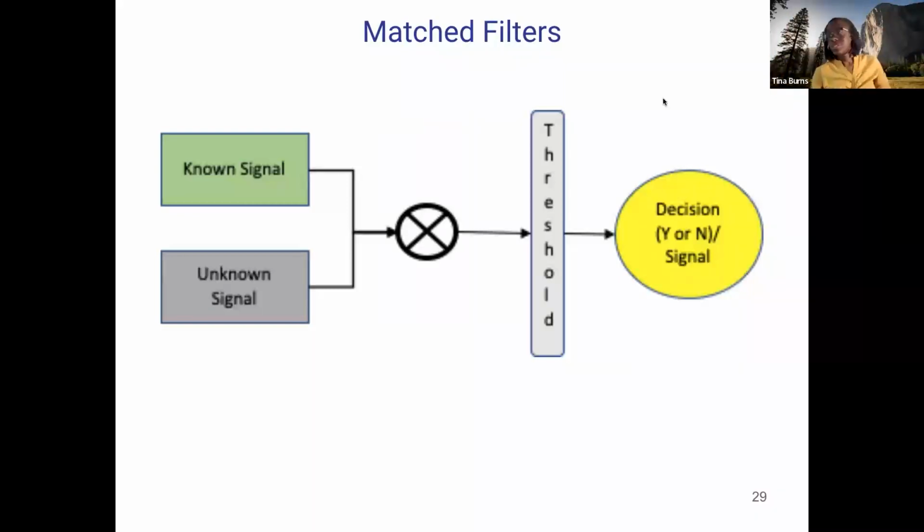The way it works is, let's say I have a known signal and an unknown signal. I'm going to send this through this process, which we're calling cross correlation or convolution, and then I have a threshold. If the output of these correlations is above that threshold, then I'm going to make a decision to say that it is part of the class. If it's not, then it's considered not part of that class.